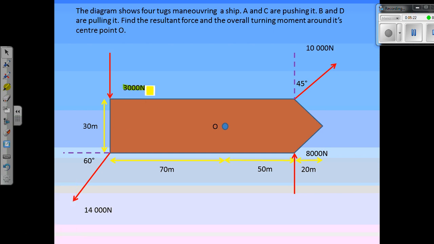This force here and this force here are already acting at right angles or parallel to the object. These are the two forces which are acting at angles. So my first port of call is going to be to resolve these forces into directions perpendicular and parallel, at 90 degrees, which isn't too much of a problem.